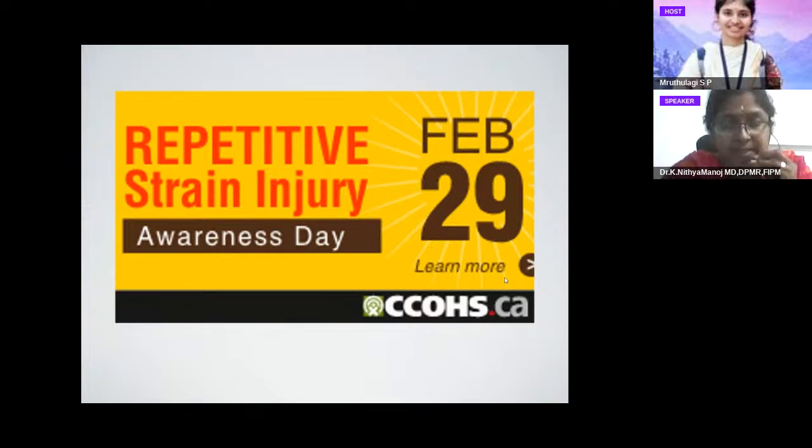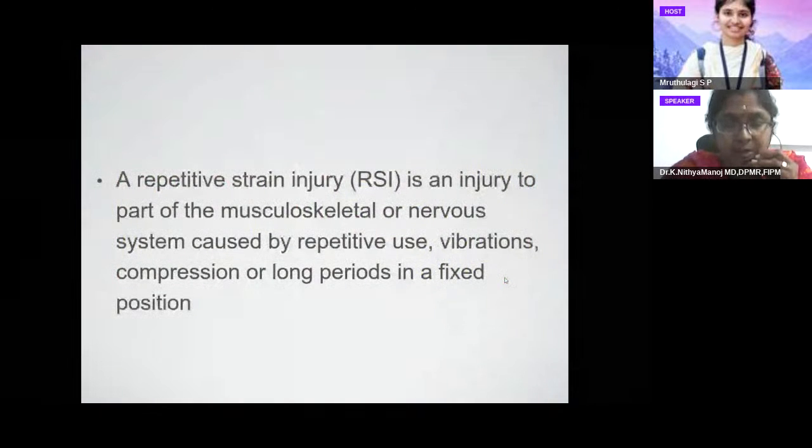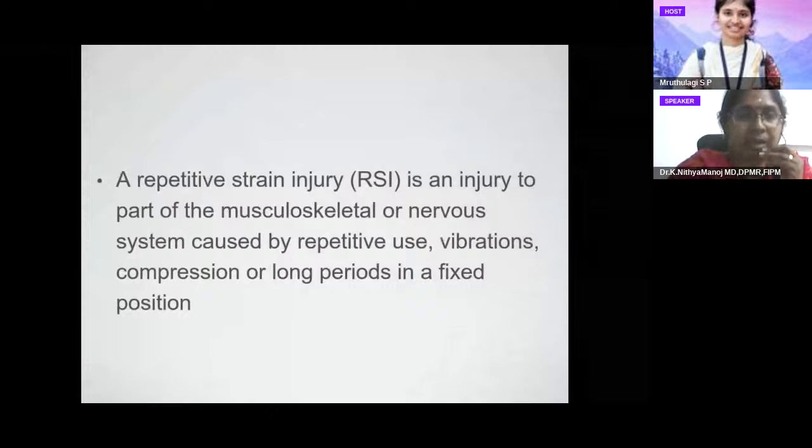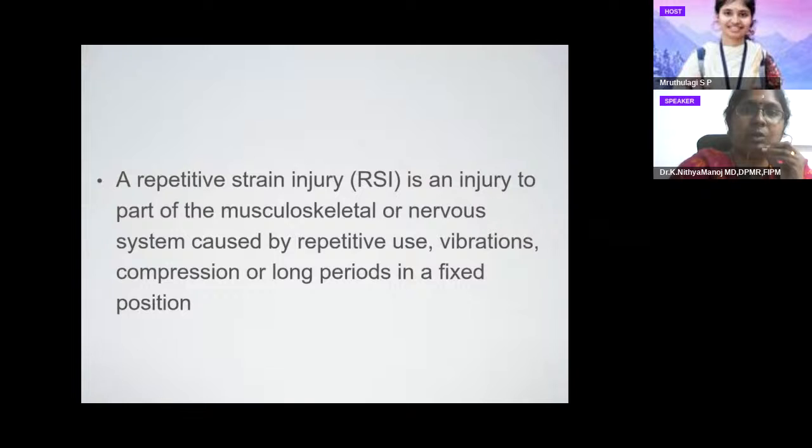Next slide. So this is how we define a repetitive strain injury: any injury to the musculoskeletal or nervous system which is caused by repetitive use, vibration, compression, or long periods in a fixed position. So it is wrong to sit in a similar position also. It is wrong to hold the same posture, which puts strain on the nerves or muscles.